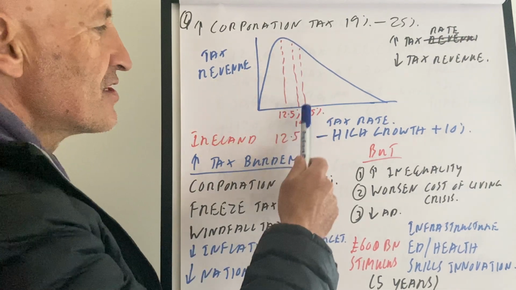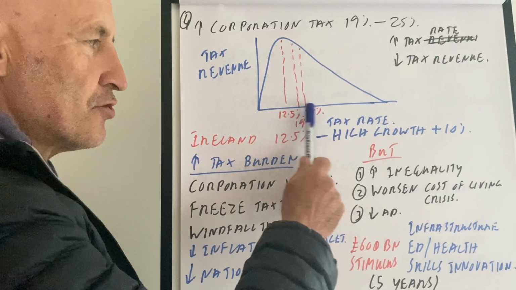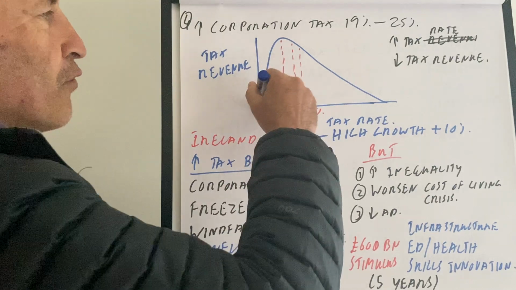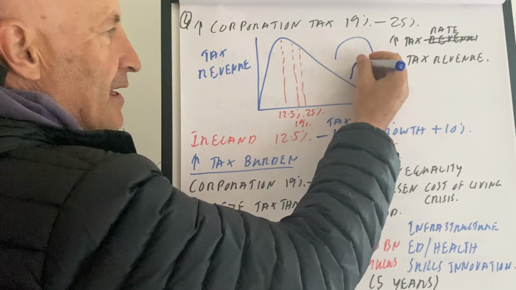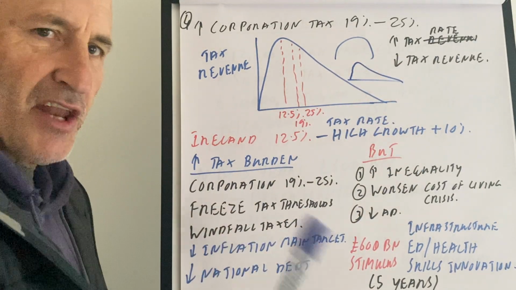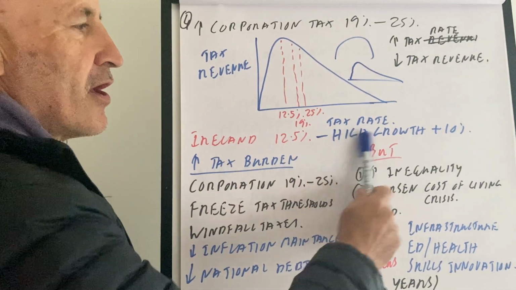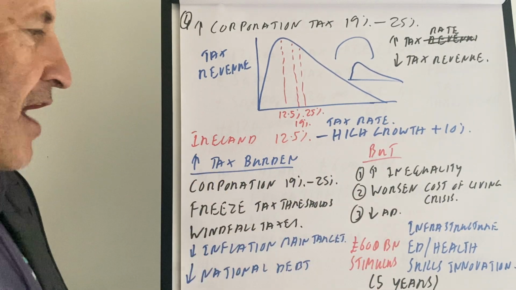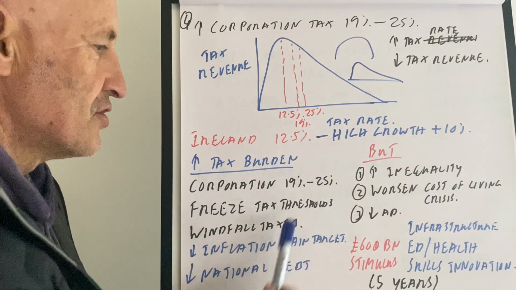If we increase the taxation rate from 19% to 25%, then that is going to lead to a lowering of the tax revenue levels that we then get. Remember, you've always got to draw the Laffer curve not like this, you've got to draw it more like that. A good example of this is Ireland, which has got a 12.5% tax rate. They have achieved a very high growth rate of plus 10%.